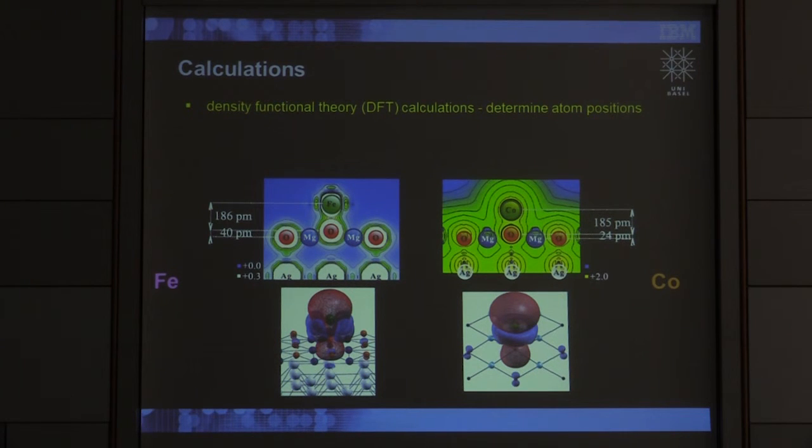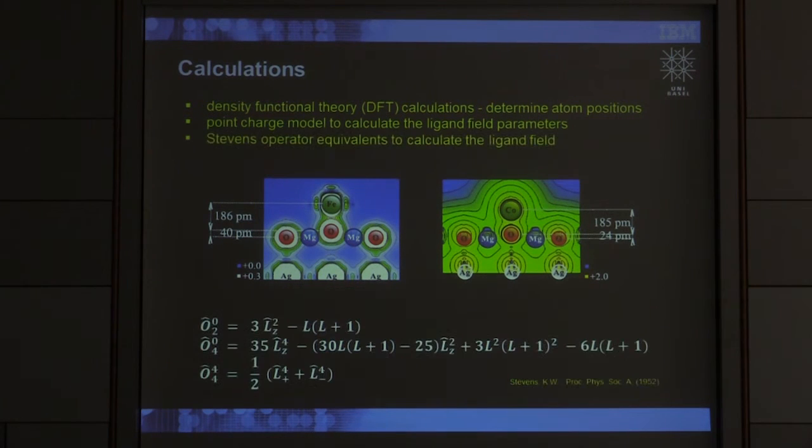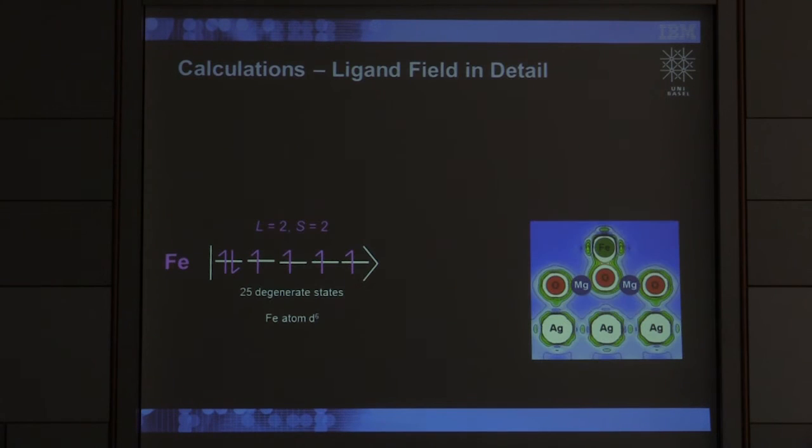Now, once we know all the positions of the individual atoms, we use a point charge model to calculate the ligand field parameters. And finally, we use Stevens operator equivalence to calculate the ligand field. All right, for iron, the starting point, as I said, is a d6 configuration, which has L equals 2 and S equals 2 in its ground state.